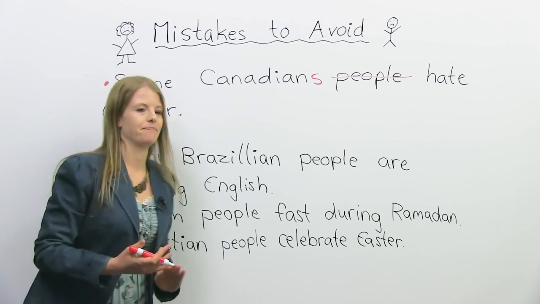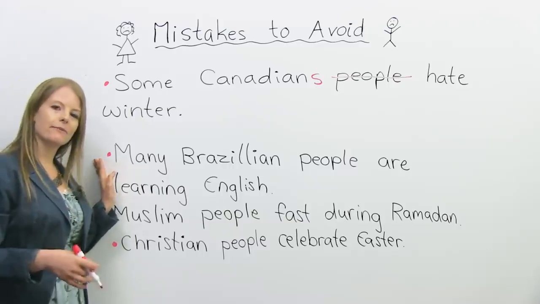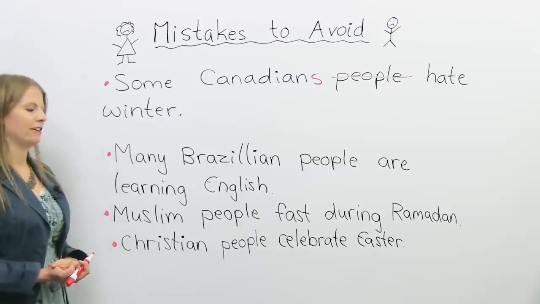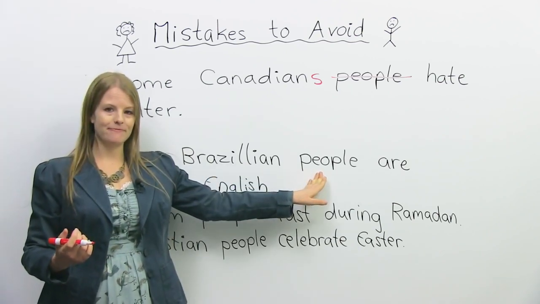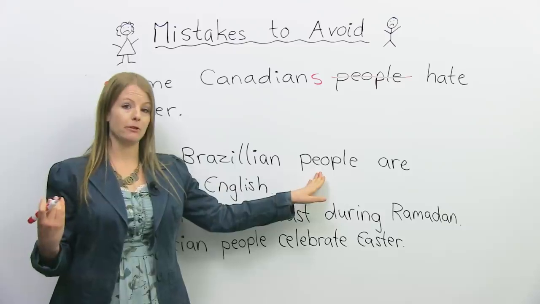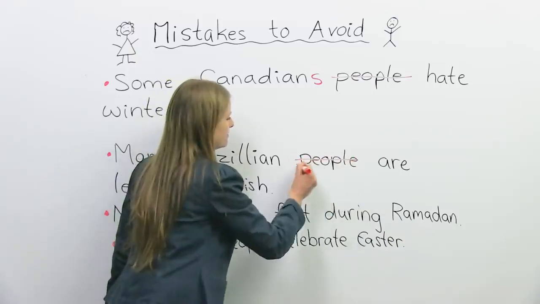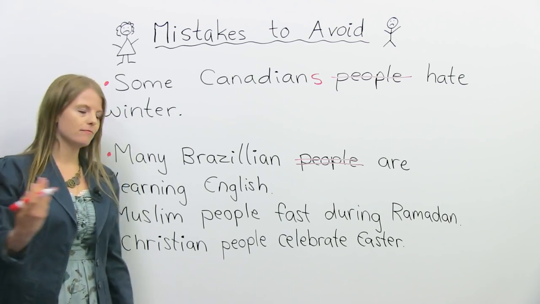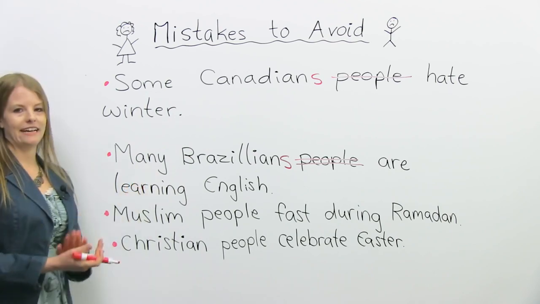So let's look at another example. Many Brazilian people are learning English. So there's a mistake here. What's the mistake? Many Brazilian people are learning English. If you said the mistake was people, you're correct. When we're talking about nationalities, we do not use the word people. So what can we do to fix this? We can get rid of the word people. And what can we do to the word Brazilian? Because there's more than one, we can add an S. So now it's many Brazilians are learning English.